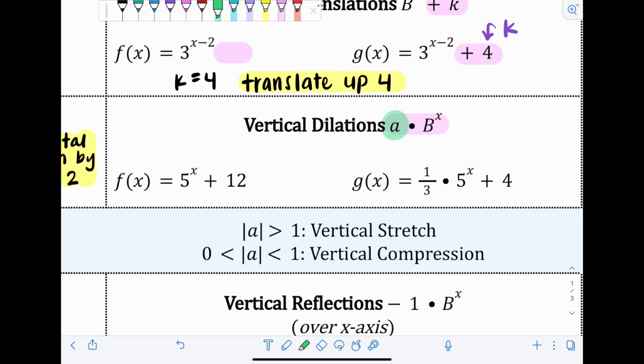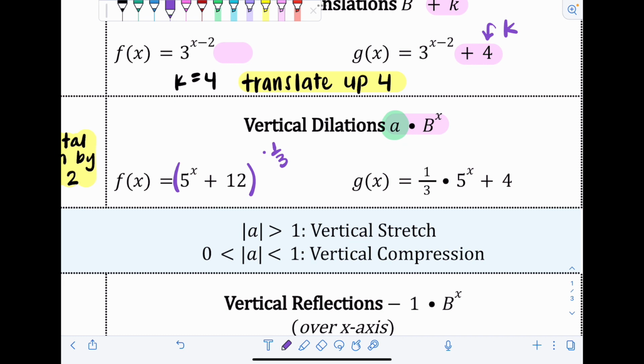So f of x is 5 to the x plus 12, and then g of x is 1/3 times 5 to the x plus 4. So what's happening between f of x and g of x is that the entire function is getting multiplied by 1/3. And remember, when you vertically dilate something, you have to multiply the entire function by that scale factor, which is why this ends up being a 4 over here.